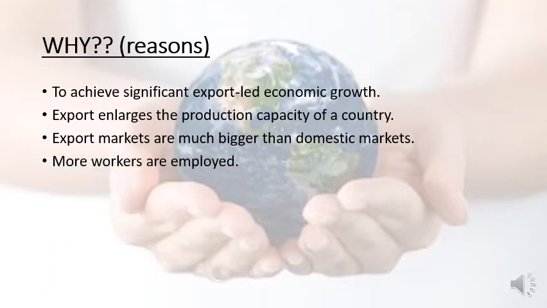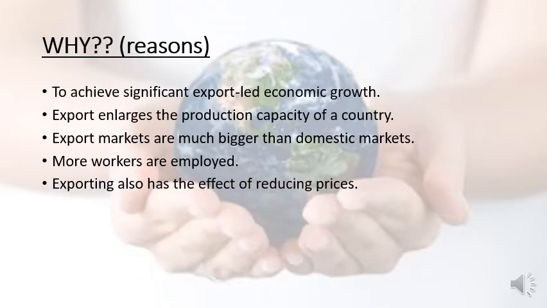Obviously, because we're producing more, businesses will require more employees and therefore more workers will be employed and more jobs will be created. And then also the effect of reducing prices. How are prices reduced? Because businesses are producing more, they can take advantage of economies of scale, meaning the more that we're producing, the less the unit costs are. So it costs less to produce one single item when we are producing more than when we are producing less.